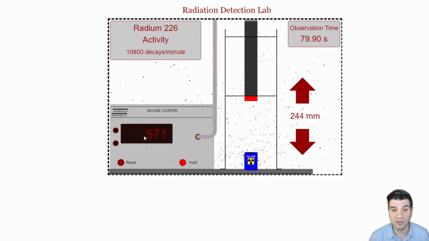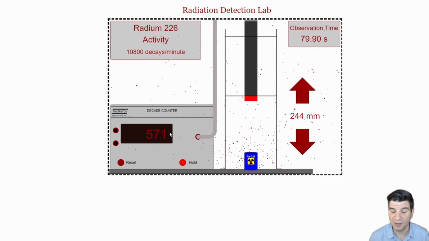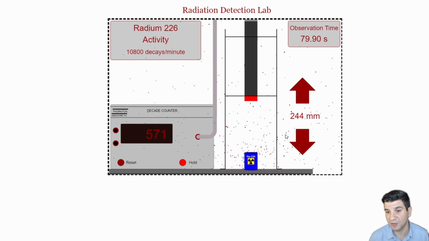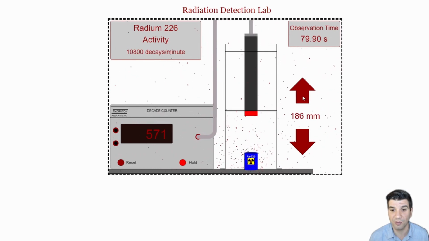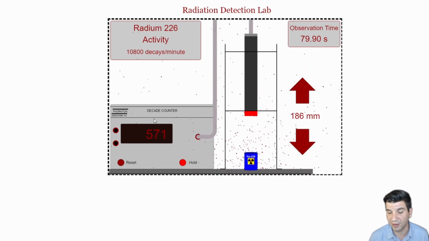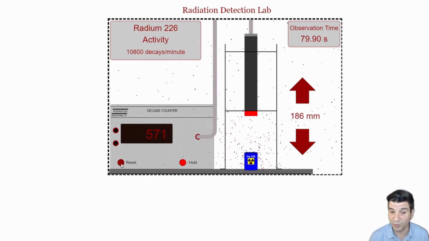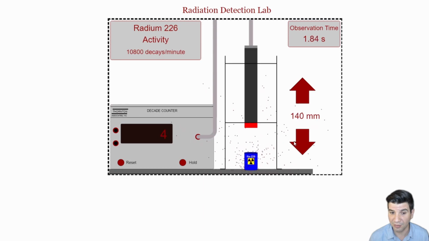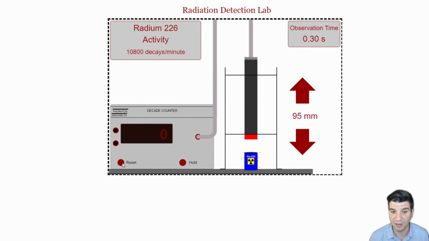Now, 571 detections. That number doesn't really help me much because all the while I was moving the probe up and down. So these results are not valid. So what I want to do is click the reset button, get me back down to 0, and you'll notice that it immediately starts again. And if I click reset, that just brings it back to 0.